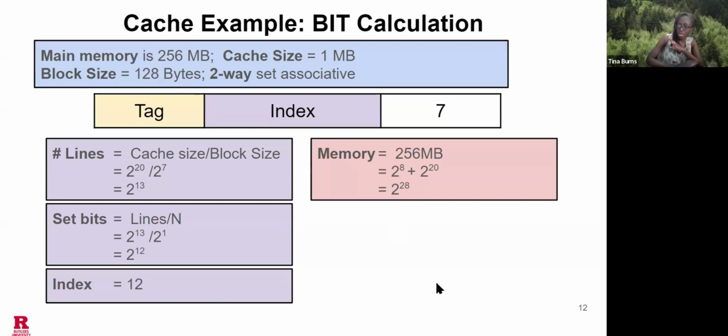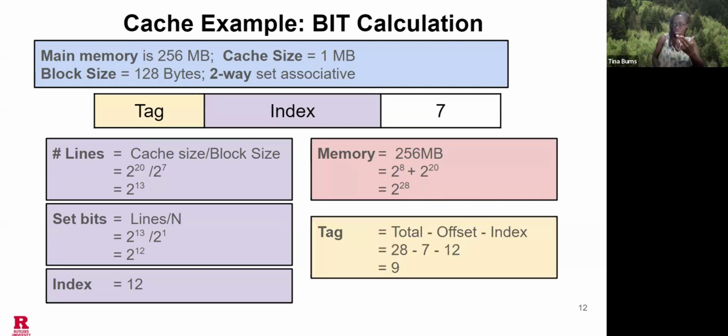So now I have my bits needed for the memory, and I can easily determine the tag bits from that. So I take the total, subtract the offset, subtract the index, and that gives me 9, which is what I'll need for my tag. So here are the final numbers and the final values, right? Here are all the bits, and this is the layout for this set associative example.